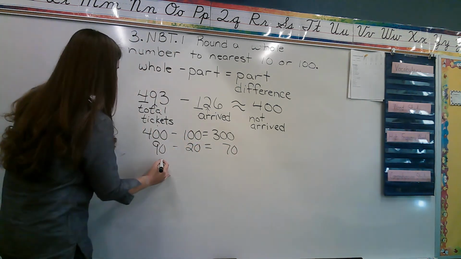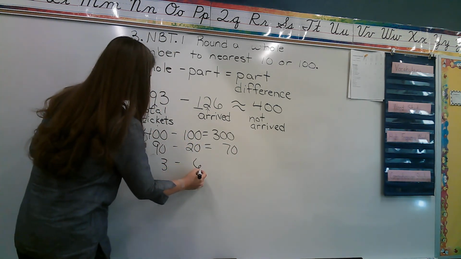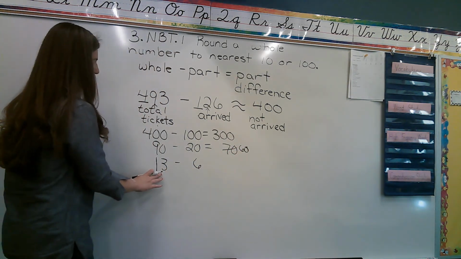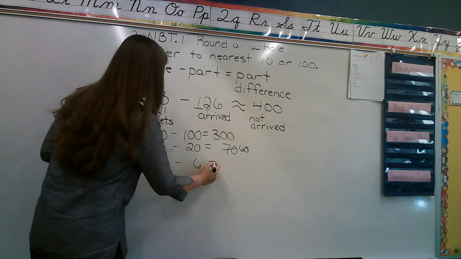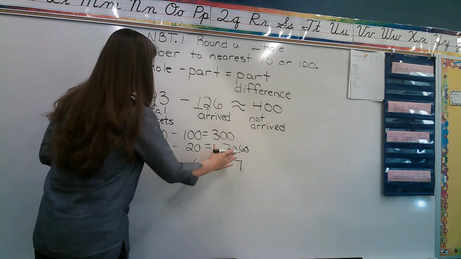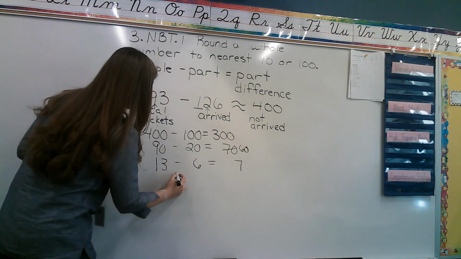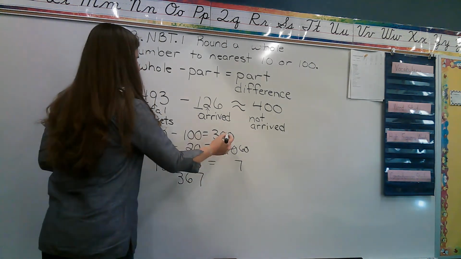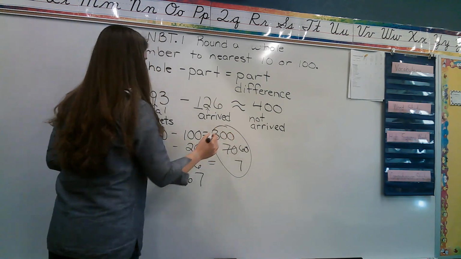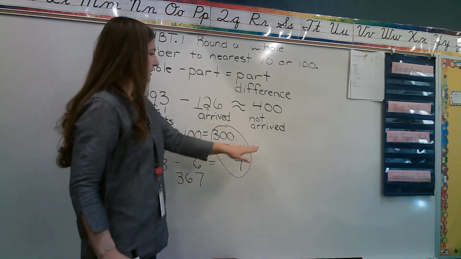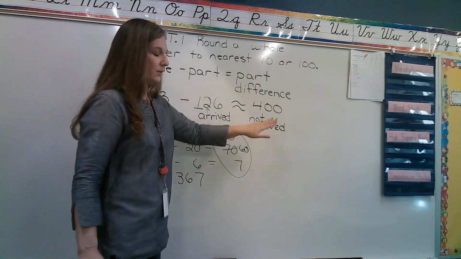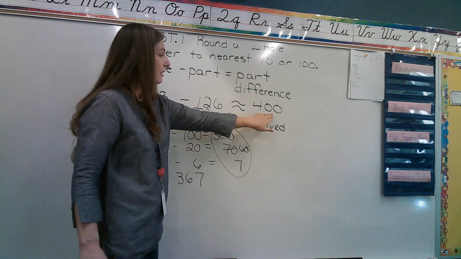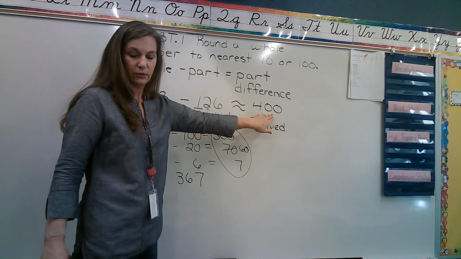And then I have my ones, but I need to borrow and regroup that as 10 to make 13, which is going to give me 7. So once I put this back together as a whole number, that would give me 367. Now, is this 367 close to 400?